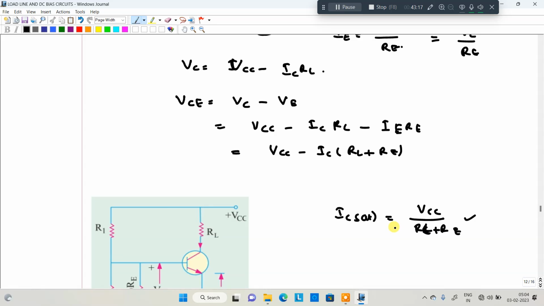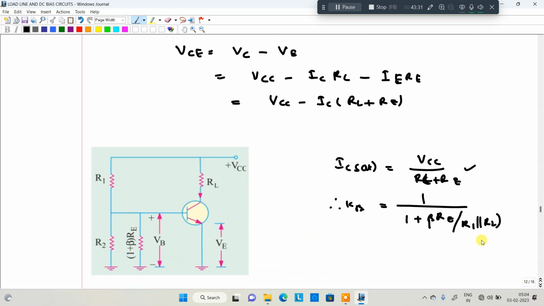So finally, the K beta value is equal to 1 divided by 1 plus beta into RE divided by R1 parallel with R2. This is about the K beta. Clear?